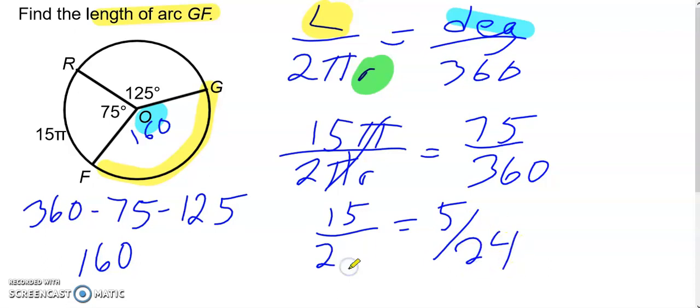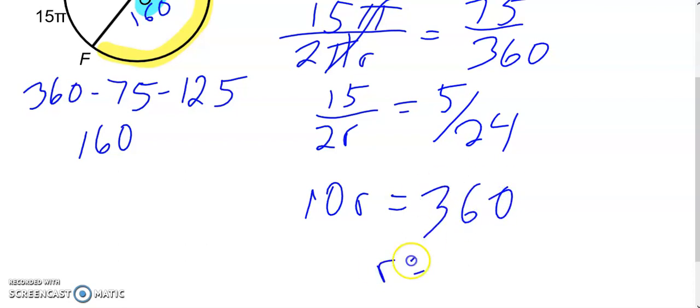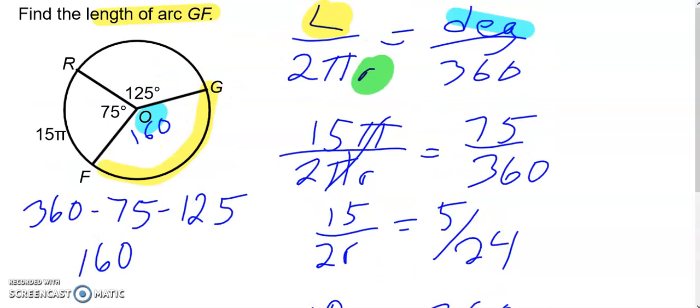That shouldn't be 25. That should be 2r. Why did I write 25? So let's cross multiply. We're going to get 10r equals 15 times 24. 15 times 24 gives me 360. So the radius of this circle is 36. Wow, that's a large circle. Alrighty, so did it want us to find radius? No, it wanted us to find this arc length.